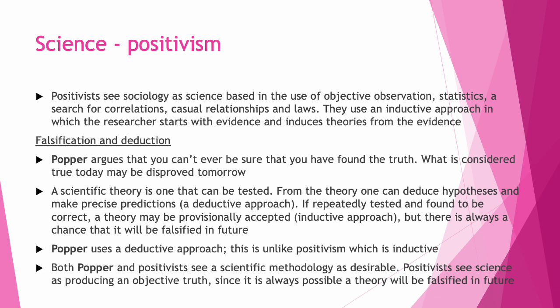Popper argues that you can't ever be sure that you've found the truth. What's considered true today may be disproved tomorrow. A scientific theory is one that can be tested. From the theory, one can deduce hypotheses and make precise predictions. If repeatedly tested and found to be correct, a theory may be provisionally accepted, but there's always a chance that it will be falsified in future.